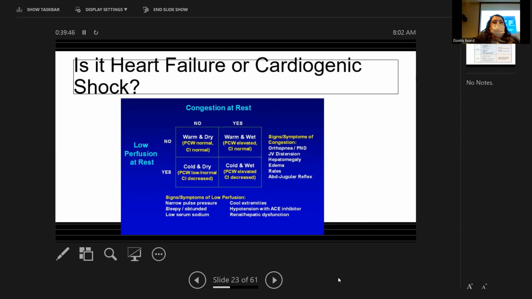On the left, the y-axis side, is low perfusion at rest. That's evidence of low output. Some of you said things about low output earlier: decreased urine output, altered mental status, cold and clammy extremities. All of these things are signs of low output, and you can directly measure them if you have a Swan.